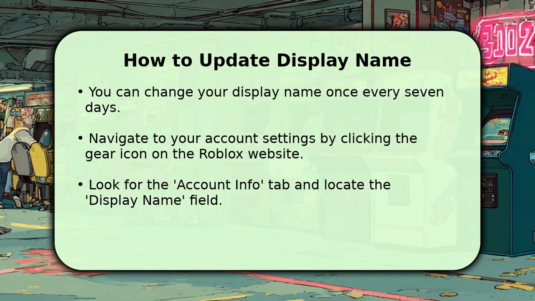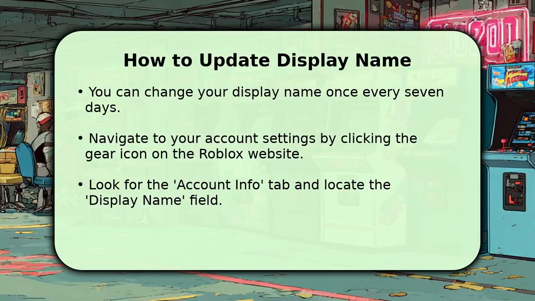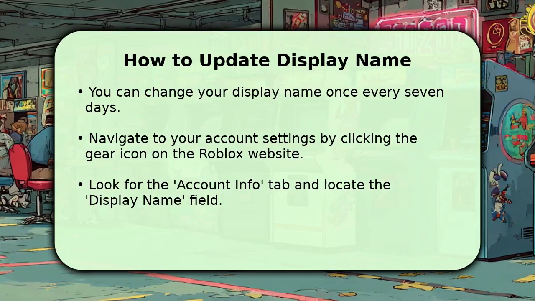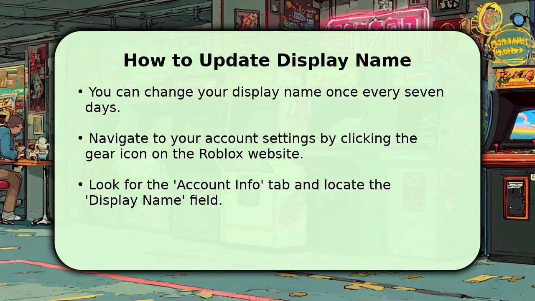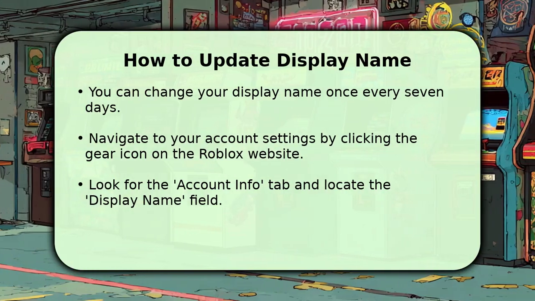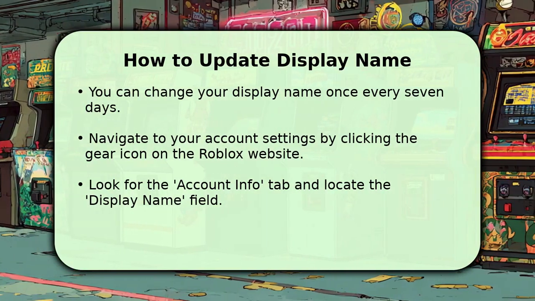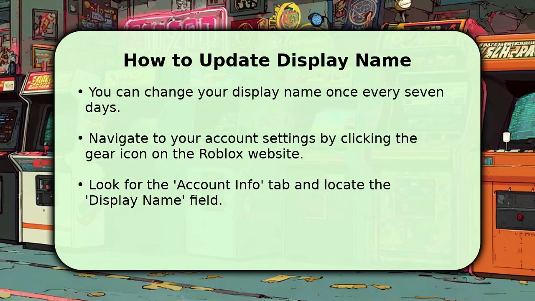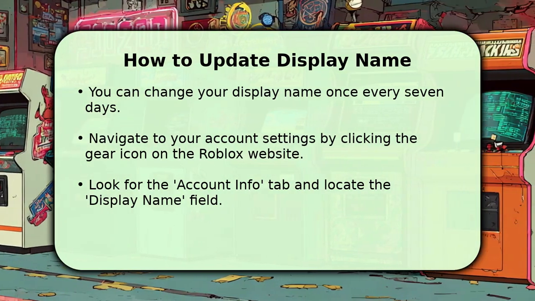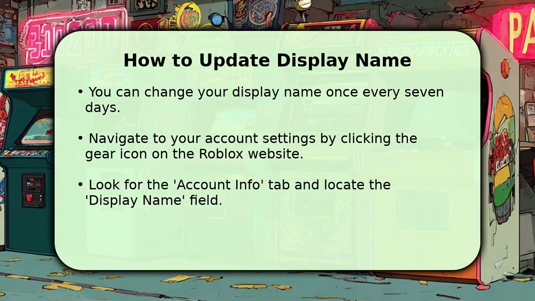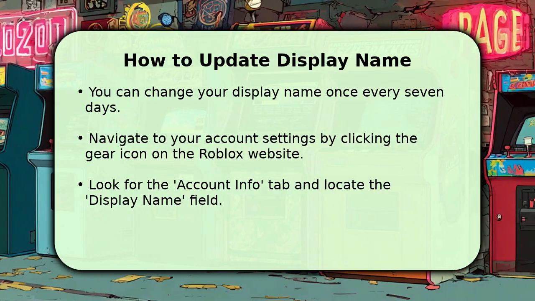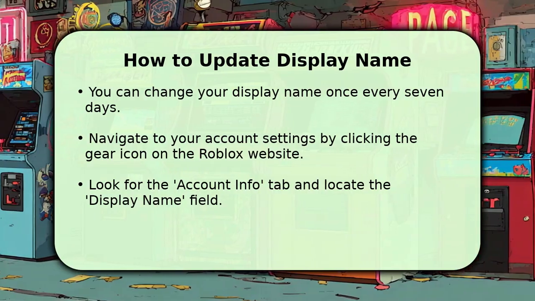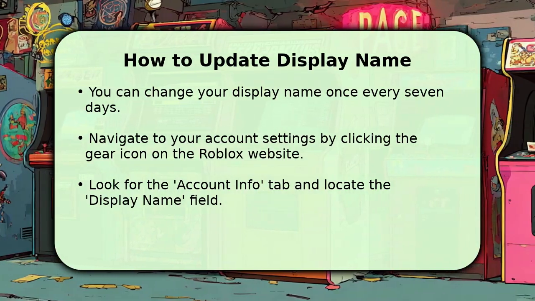Changing your display name is a straightforward process accessible through your account settings. First, log into your Roblox account and locate the gear icon, which takes you to your settings page. From there, navigate to the Account Info tab. You will find a field specifically for display name. Simply input your desired new name, ensuring it adheres to the rules, and save your changes. Remember, you can update your display name once every 7 days.